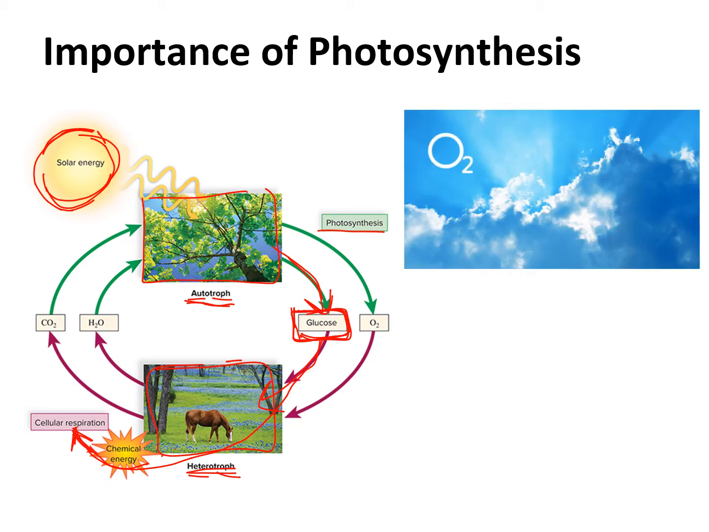Photosynthesis is also important for production of oxygen. So if you notice with photosynthesis, the main purpose is to convert solar energy into glucose, but oxygen is also released as a waste product. And so this oxygen is released into the air, and oxygen is vital for the survival of all animals. So if oxygen was not produced by the process of photosynthesis, animals could not survive.